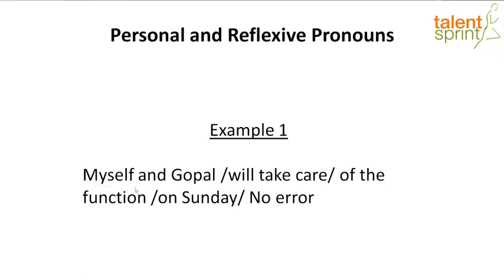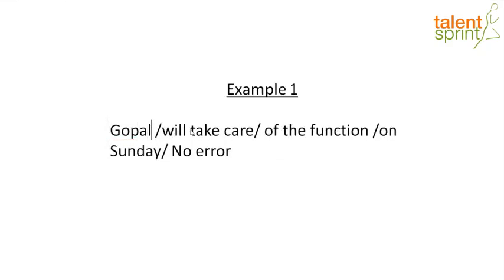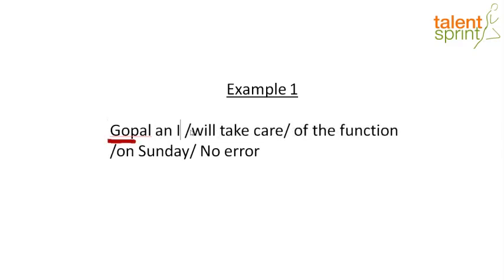Now, in the example sentence that I gave you, in the subject place, did I come or me come? I played tennis, Sheila helped me. I came, right? So who will take care of the function on Sunday? Gopal and I. So that's your answer right there. The error is in part 1. Let's go ahead and make that change. Gopal and I will take care of the function on Sunday.